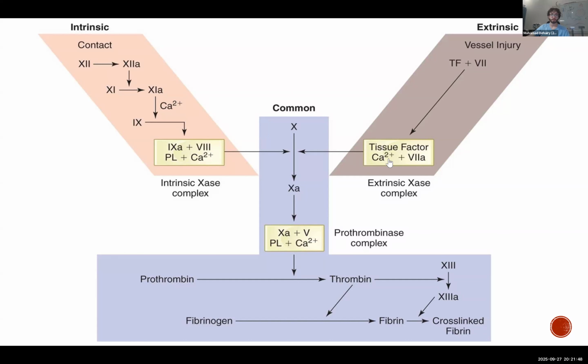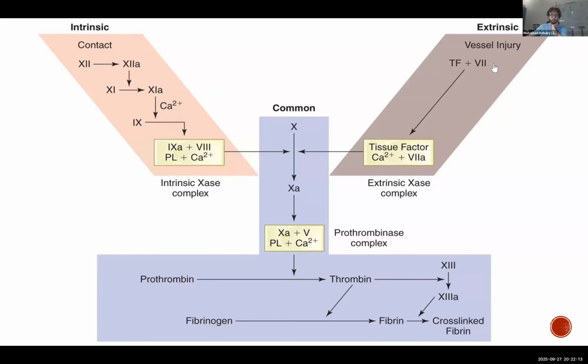What about calcium? Calcium basically helps all of these reactions happening in all the pathways: extrinsic, common pathway, and some of the things in intrinsic. As you can see, calcium is literally mentioned in every single pathway. I just want you to know that calcium makes everything possible. As simple as that. So we have tissue factor, which is factor 3.